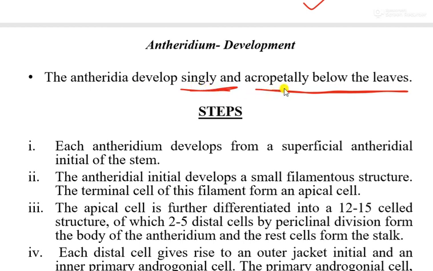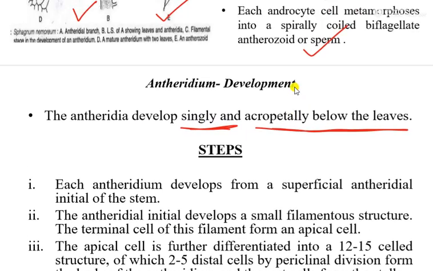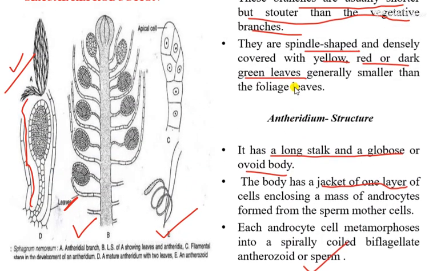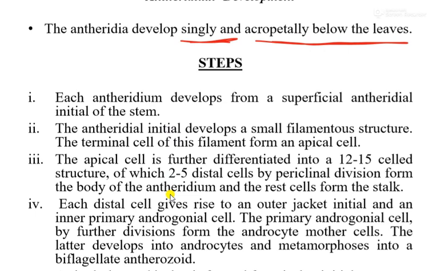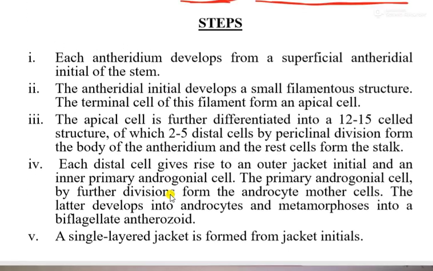Antheridia develop singly and acropetally below the leaves. So below each leaf, how many antheridia do we find? One. How are they arranged in the entire branch? They are arranged acropetally.